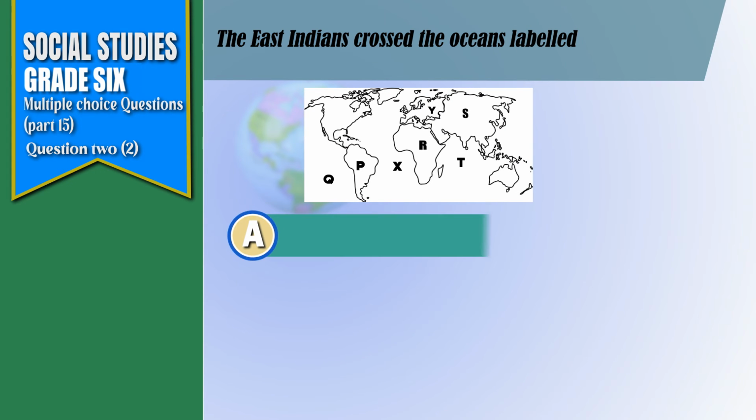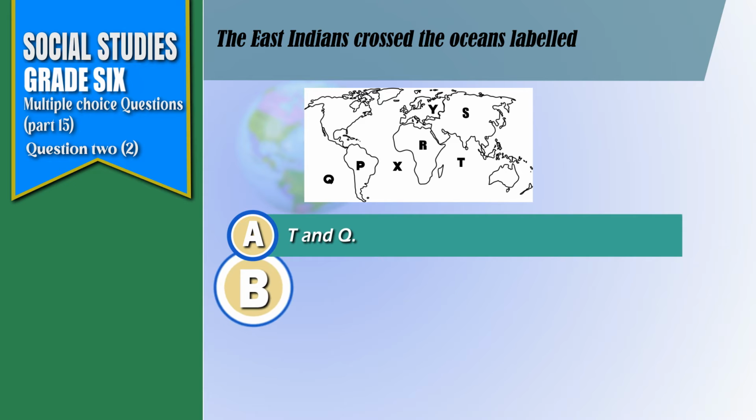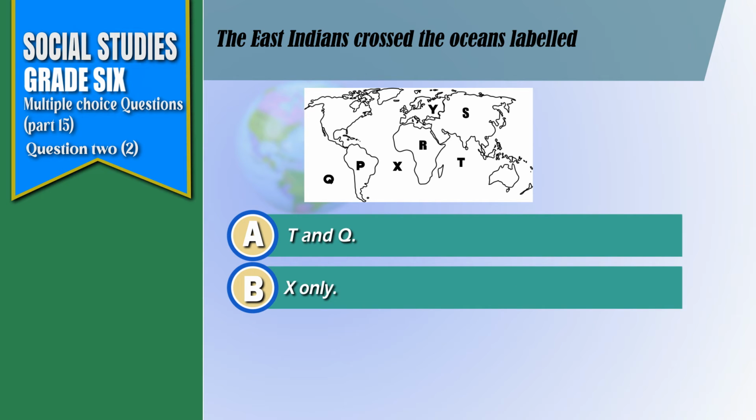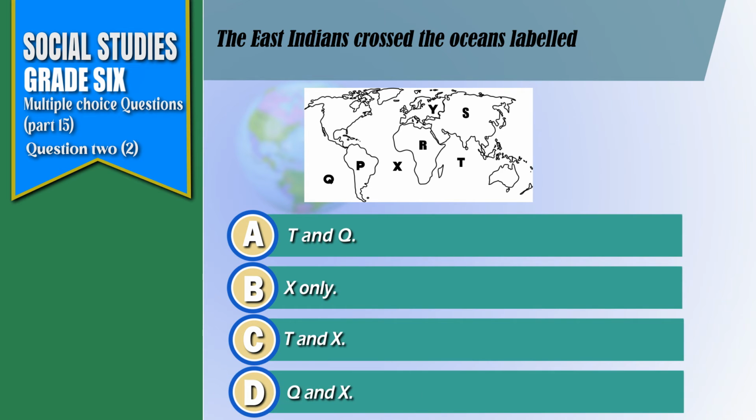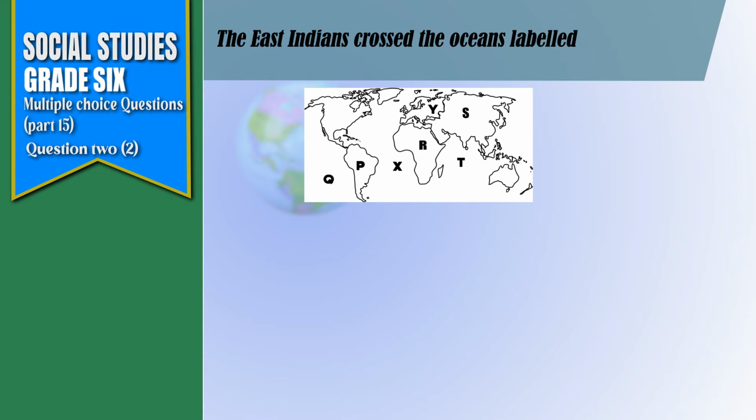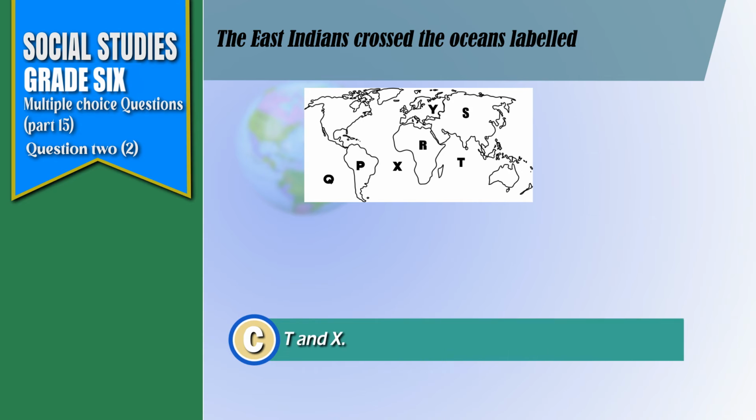So let's answer question 2. The East Indians crossed the oceans labeled A, T, and Q, B, X only, C, T and X, or D, Q and X. The answer to question 2 is C, T and X. The East Indians would have crossed the Indian and the Atlantic Ocean on their journey to British Guiana.